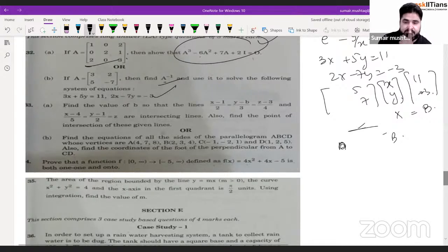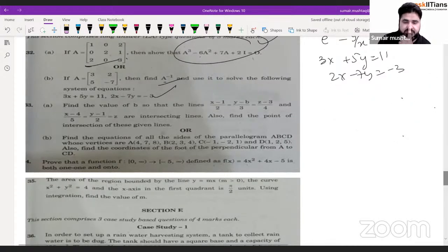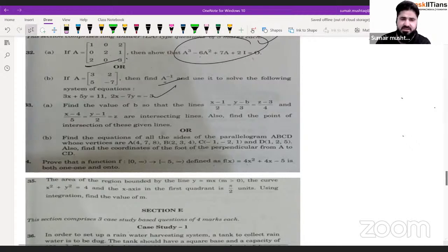Okay, guys, let's move to the next question. Just showing how to do these questions. You need to find the value of b. This line and this line are intersecting at a point. You need to find the value of b. So how to get the value of b?